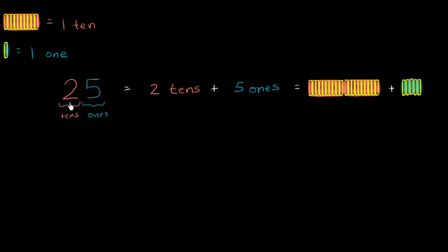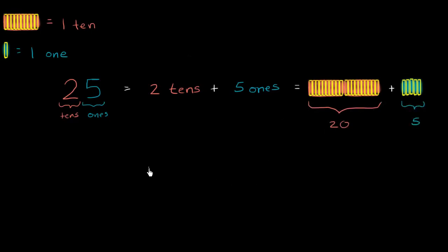25 is 2 tens and 5 ones. This 2 is in the tens place. The 5 is in the ones place. So 2 tens plus 5 ones. So you could view this as 2 groups of 10 plus 5 ones right over here. And what is this going to be the same thing as? Well, 2 groups of 10 is the same thing as 20, and this over here is equal to 5.